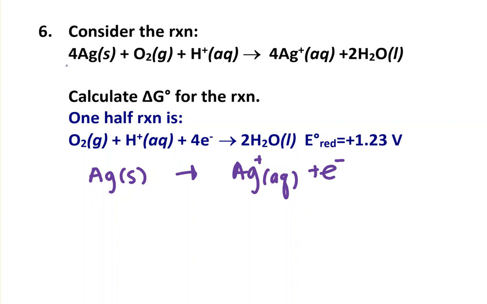And I could tell by looking up here, I see these 4s, but if I weren't given that, I would need to make sure that these are balanced. In other words, I can see that this second reaction, I need to have 4 of them go so that the number of electrons given off by the silver are the same as the electrons taken up in the top reaction.